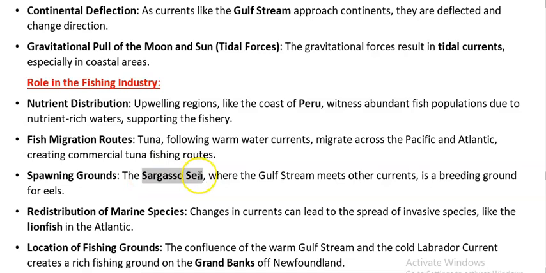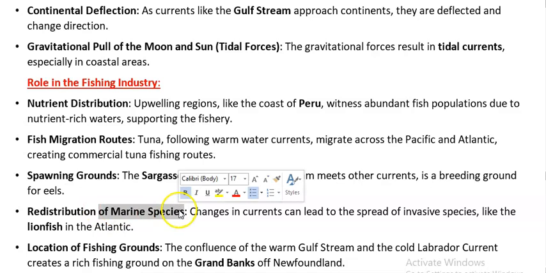For example, in Sargasso Sea, where water circles, it creates a breeding ground for eels. Now, apart from acting as this favorable facilitator, when the water from one area is reaching another area, it can carry invasive alien species as well.